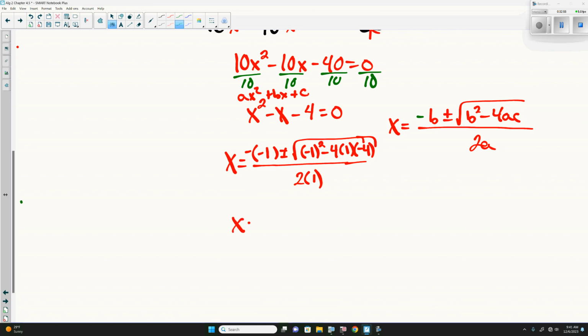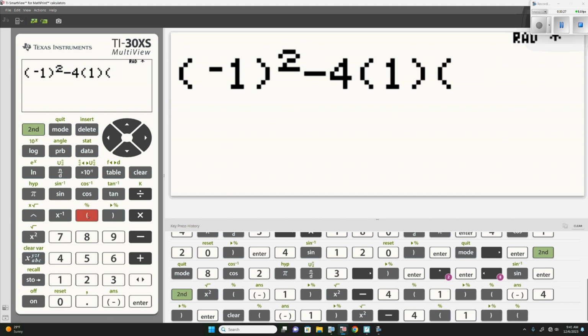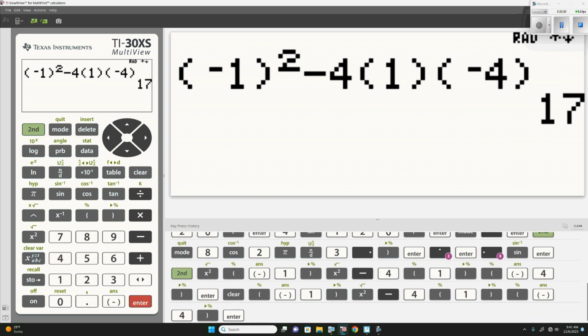Questions on this so far? Questions on how we type this into the quadratic formula? Our negative negative 1 becomes 1. The denominator 2 times 1 is 2. Square root. Now we're going to type everything inside the radical into the calculator, which would be negative 1 squared minus 4 times 1 times negative 4, which is 17.